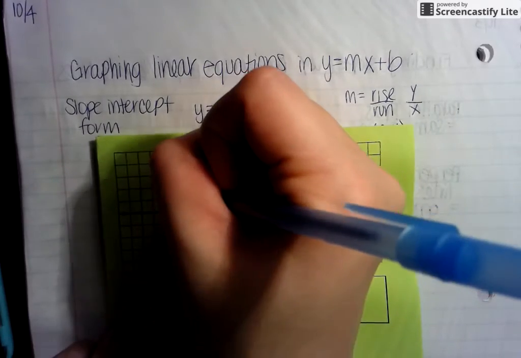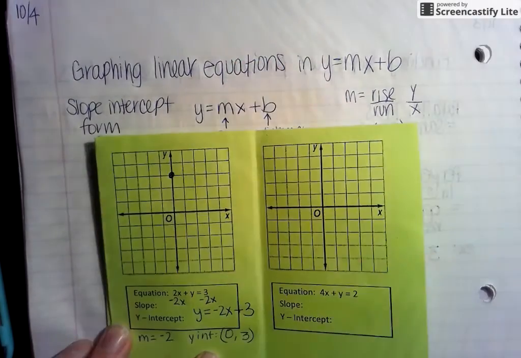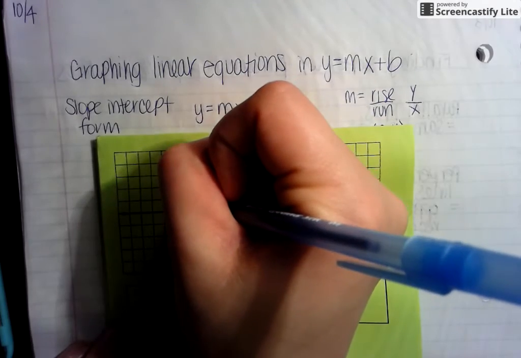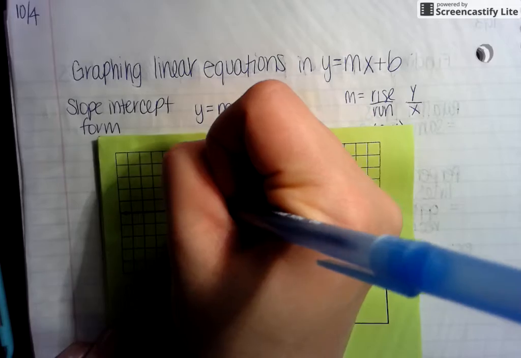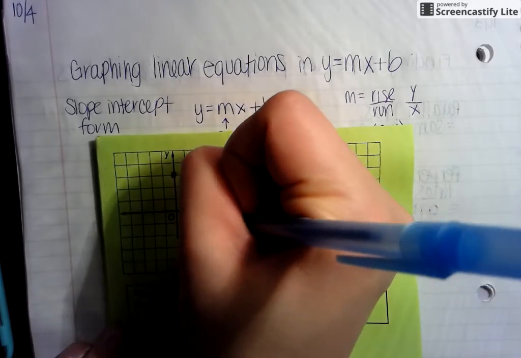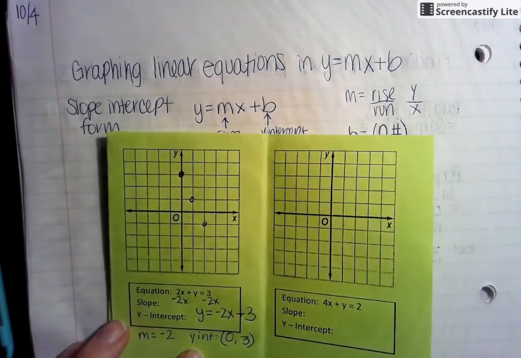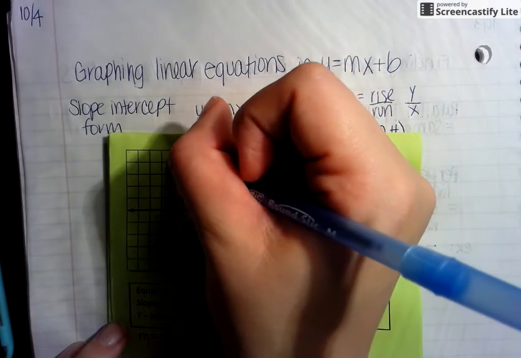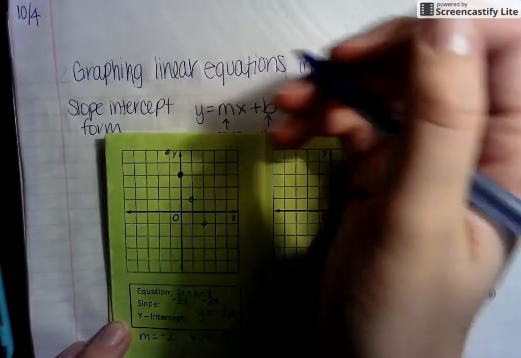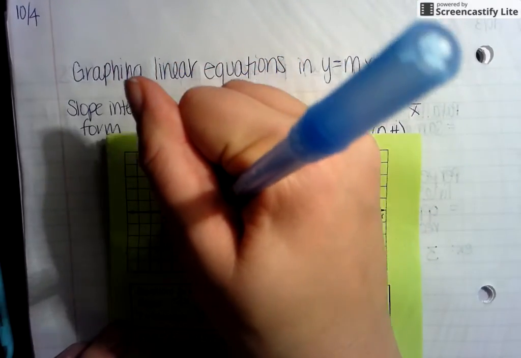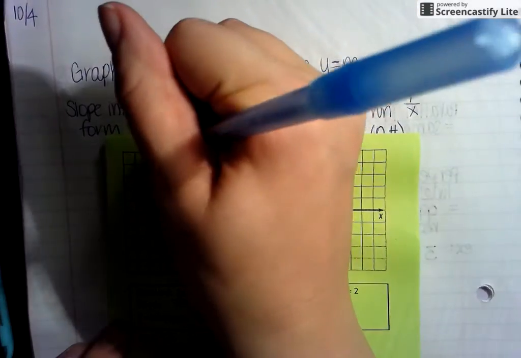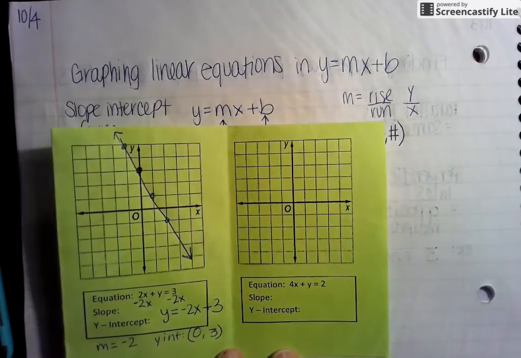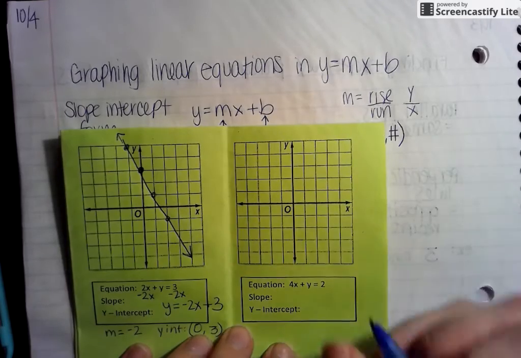So I'm going to go up 3: 1, 2, 3. Now I have a negative 2 slope, so I'm going to go down 2 to the right 1, down 2 to the right 1. I also could go up 2 to the left 1. That would still make it negative. You could keep going or you could stop. So we draw my line, and then it's complete.